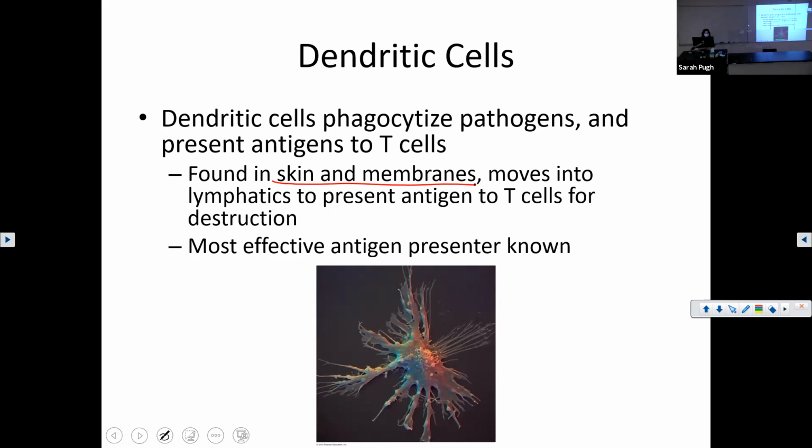One of the things that makes them so effective, if you look at this image at the bottom, you can see that this cell has these long branching processes. That means it has a really long reach. So if something gets in, it is really hard to get around that kind of cell, those dendritic cells.